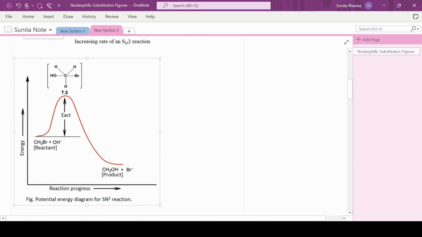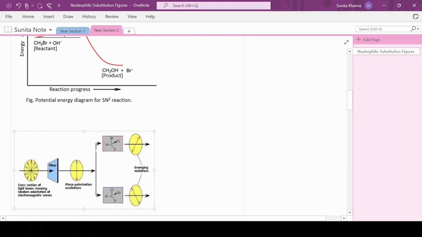Sorry, before that we discuss the graph. Here you can see the reactant, methyl bromide, and the attacking nucleophile, hydroxide ion. When they react, this is the energy of the reaction. Additional energy required is the activation energy. With this energy, they reach the transition state, which is highly energetic and short lived, and after that it breaks into the product, giving the alcohol and the leaving nucleophile. This is the graphical presentation.